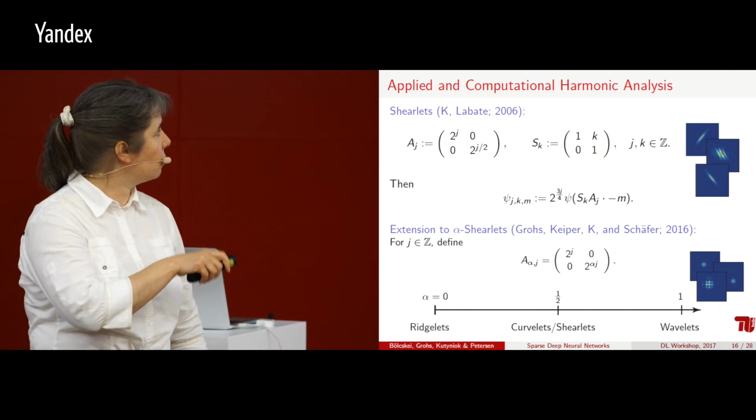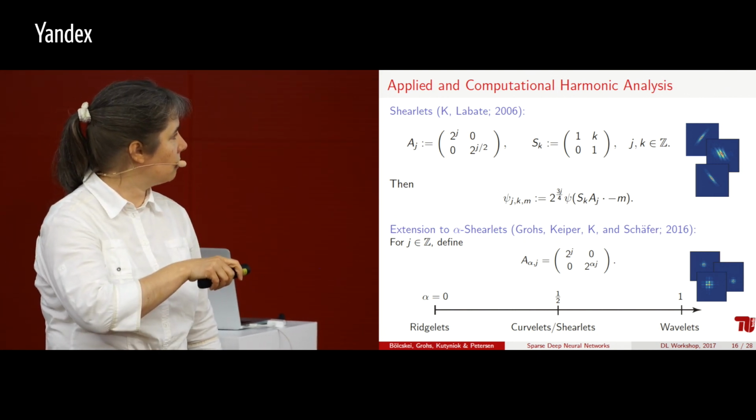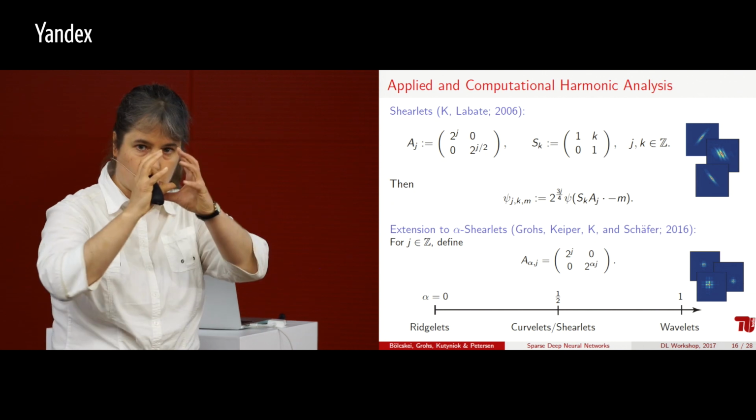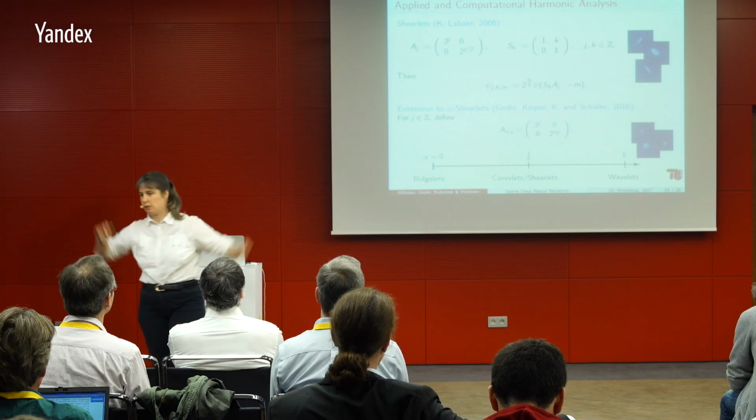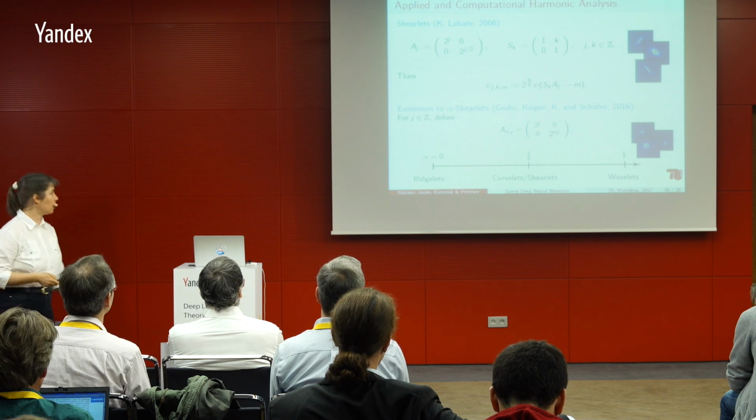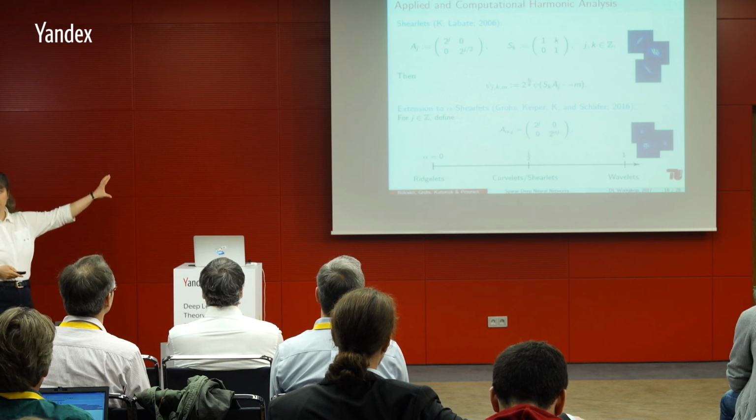So for alpha equal to 1/2, we have shearlets. For alpha equal to 1, we get wavelets, which are isotropic functions. And for alpha equal to 0, we get richlets. So this is in a way the other extreme. Okay, these are my systems.